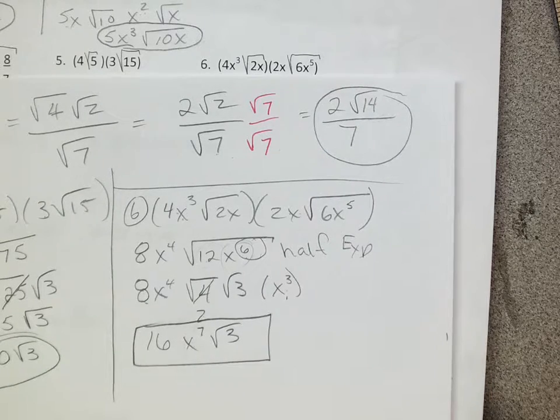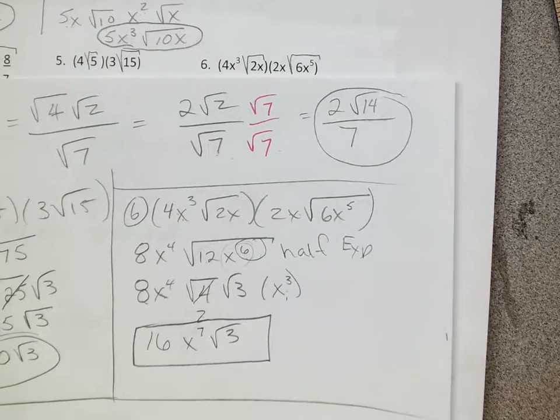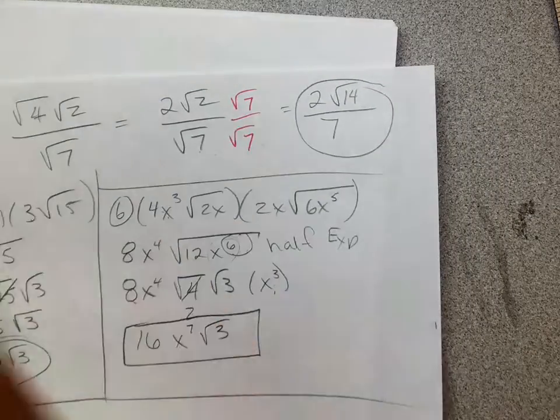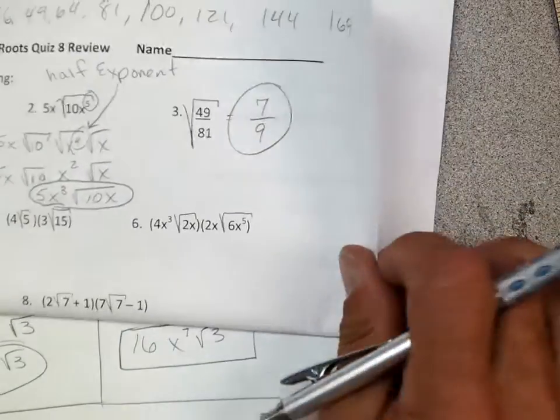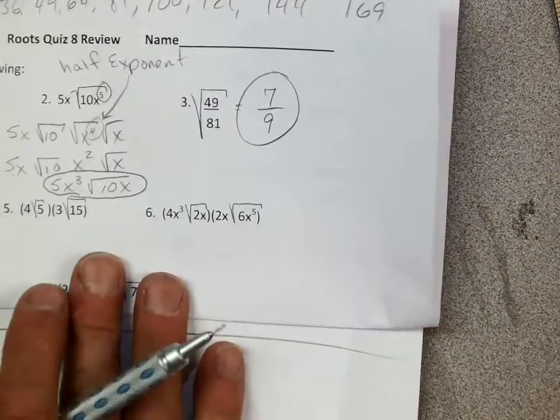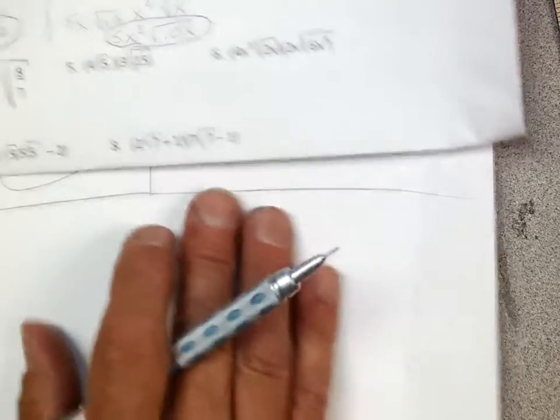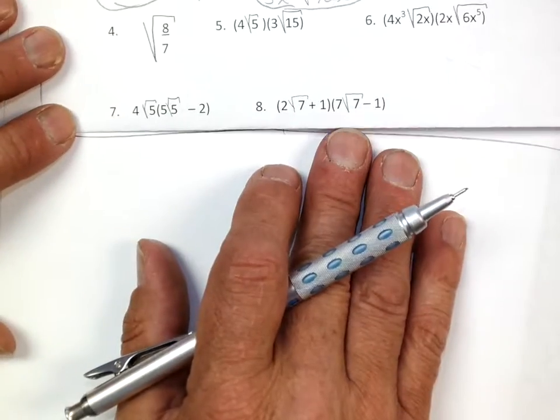How am I doing? Okay, I know you guys can do this. Okay, number 7, all right. Let's do number 7 right here. Okay. So, to do number 7, there you go. You can see 7 right there.